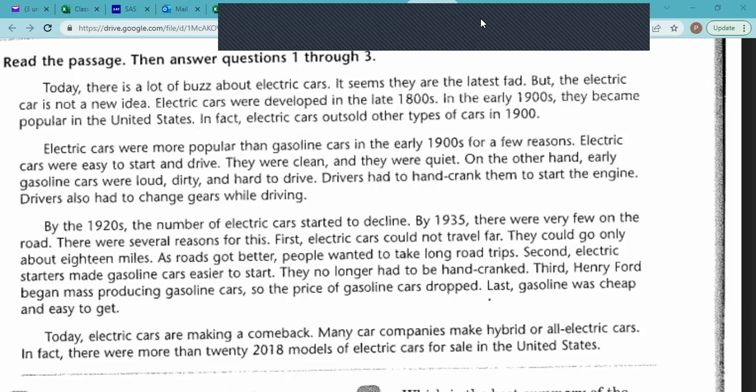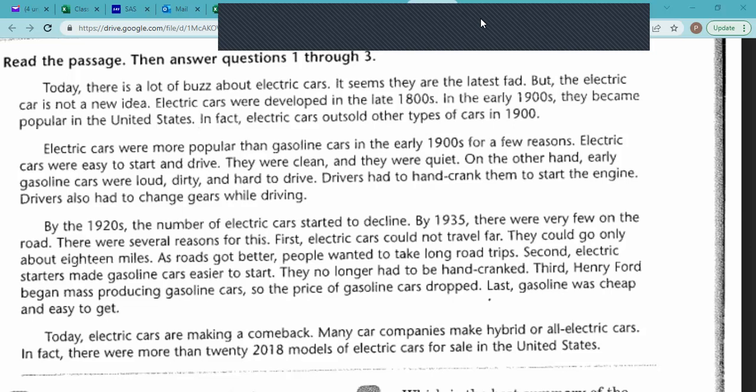By the 1920s, the number of electric cars started to decline. By 1935, there were very few on the road. There were several reasons for this. First, electric cars could not travel far. They could only go about 18 miles. As roads got better, people wanted to take longer road trips. Second, electric starters made gasoline cars easier to start. They no longer had to be hand cranked.